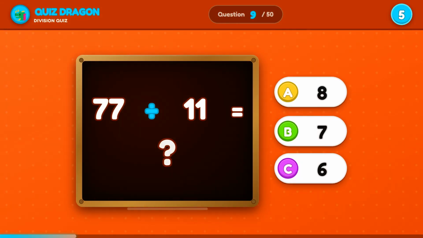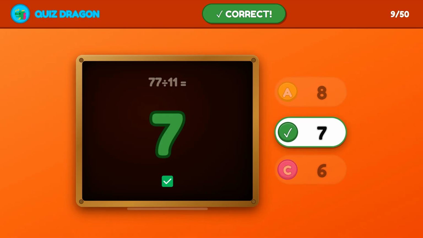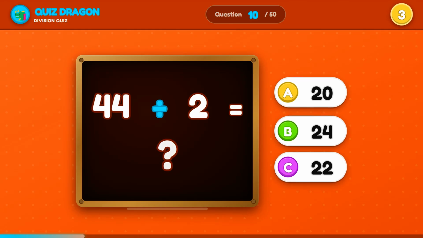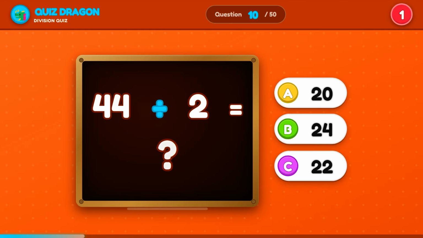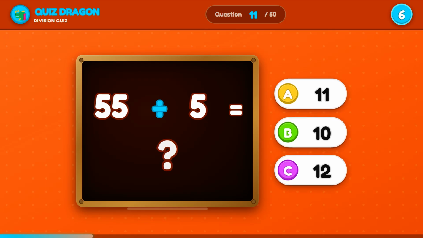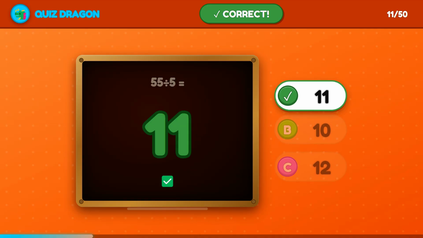Question 9. What is 77 divided by 11? The correct answer is B, 7. Question 10. What is 44 divided by 2? The correct answer is C, 22. Keep going. Question 11. What is 55 divided by 5? The correct answer is A, 11.